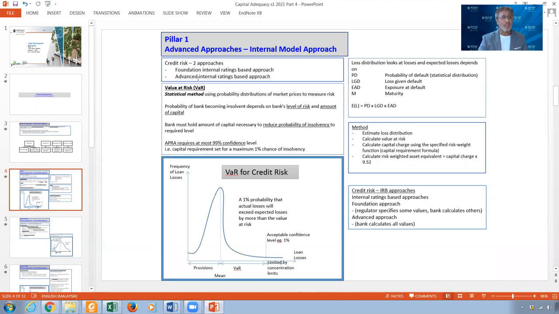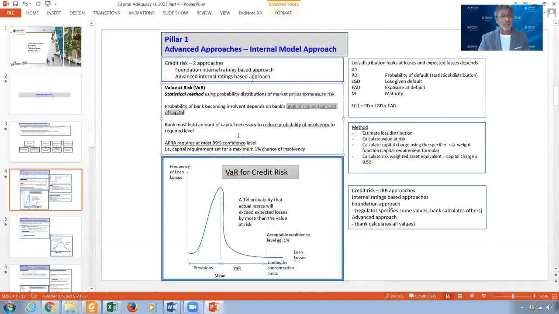So the credit risk has two approaches here: a foundation internal rating based approach, where you have an internal rating instead of the rating by the rating agencies, and an advanced internal rating based approach. So the value at risk uses the probability distribution of market prices to measure the risk. The probability of a bank becoming insolvent depends on the bank's level of risk and the amount of capital.